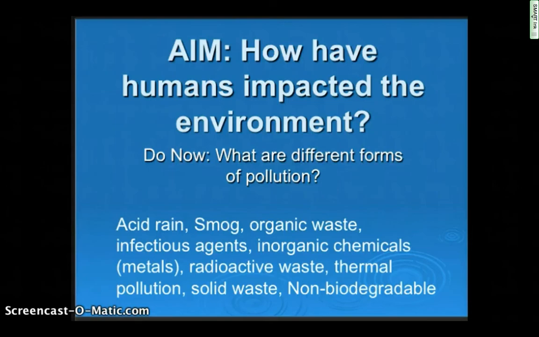This is when factories might use water and they recycle it back into the ecosystem, but sometimes it is warmer than when they took it in, and this can definitely cause certain species to be affected.